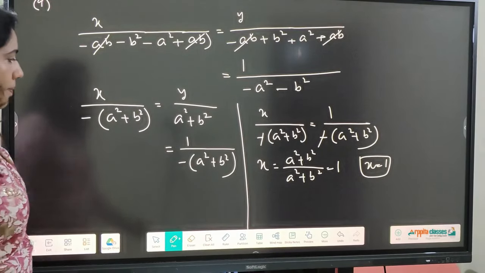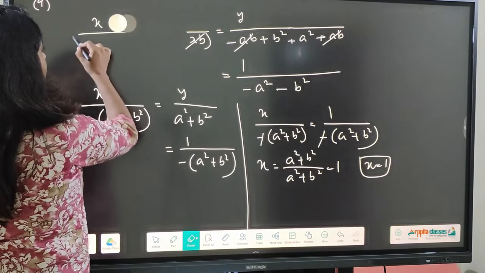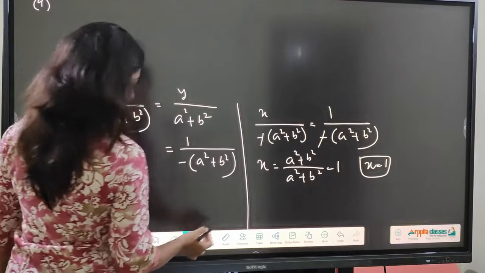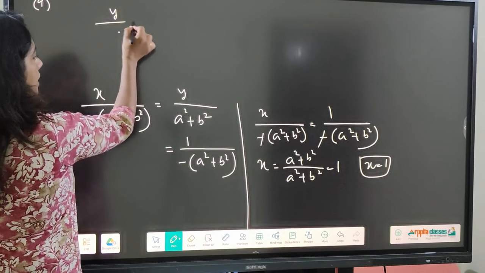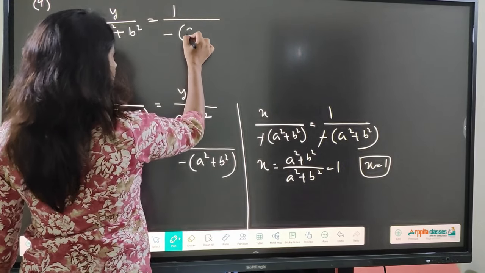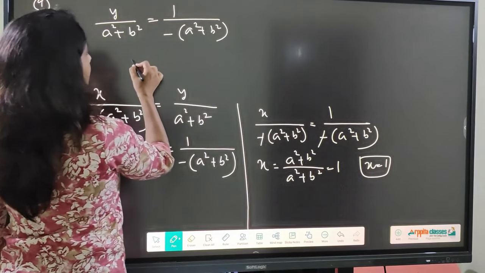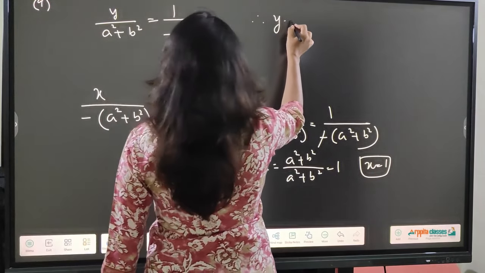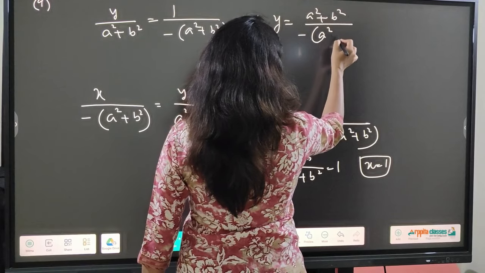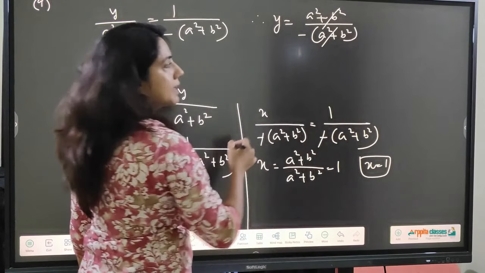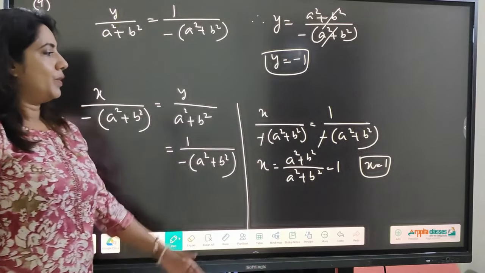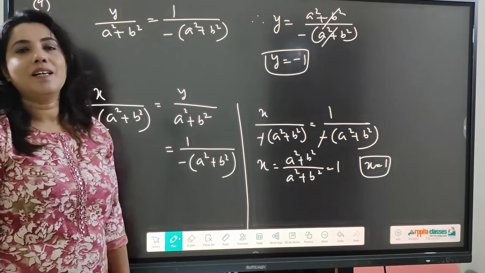Similarly, now we'll make y upon this, so I'll write it here. Y upon a square plus b square is equal to 1 upon minus a square plus b square. Therefore, y is equal to a square plus b square divided by minus a square plus b square. This and this gets cancelled, so the value of y is coming minus 1. So here are the values of x and y for the 9th sum.